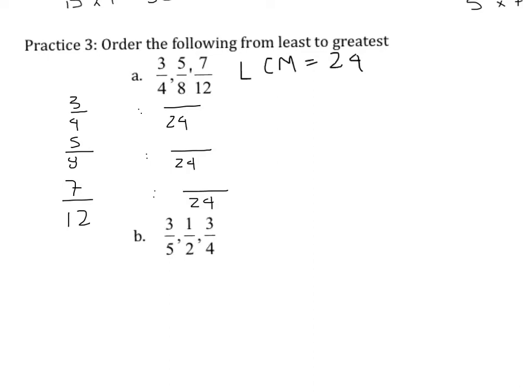So what times 4 will give us 24? We can do 4 times 6. So we'll multiply the numerator and the denominator by 6. That gives us 18. What times 8 gives us 24? That's 3. So I'm going to multiply the numerator and the denominator by 3. We get 15. And what times 12 gives us 24? We're going to multiply by 2. So we have 14 over 24.